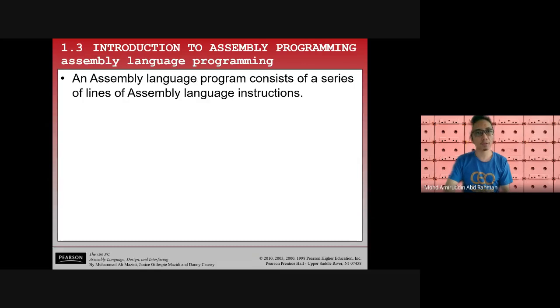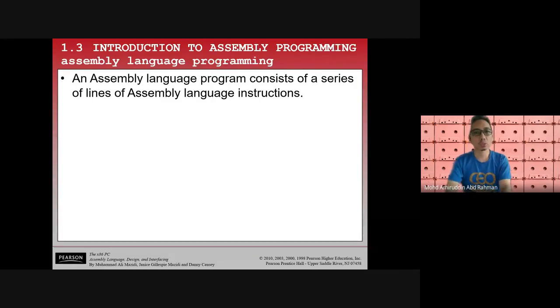Now we're going to go deeper with the assembly language, because most of the course content deals with the assembly language. We will do a quiz on the assembly programming later, which will be part of your grades.